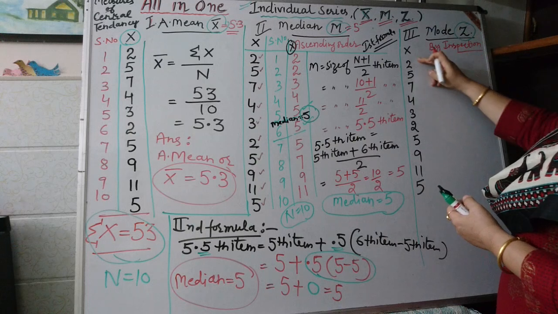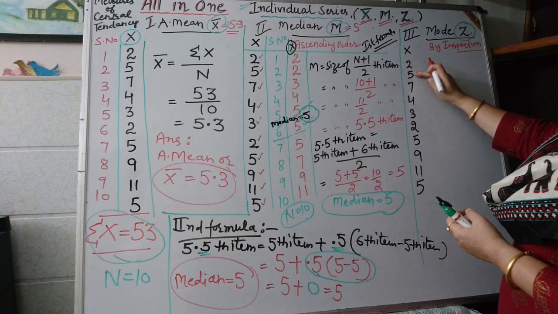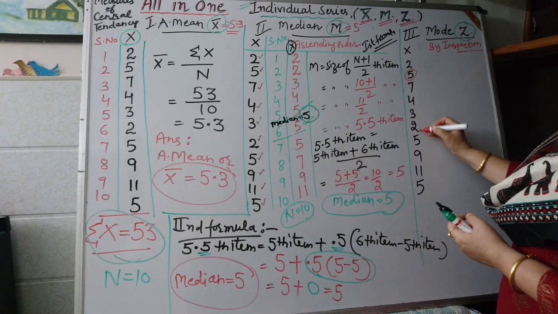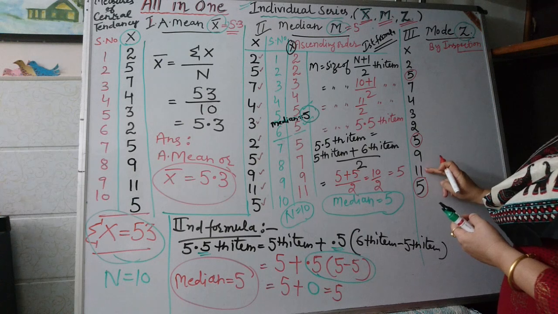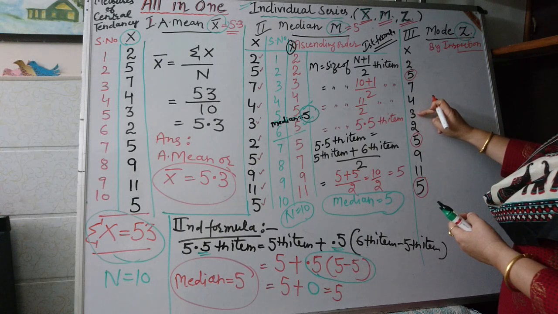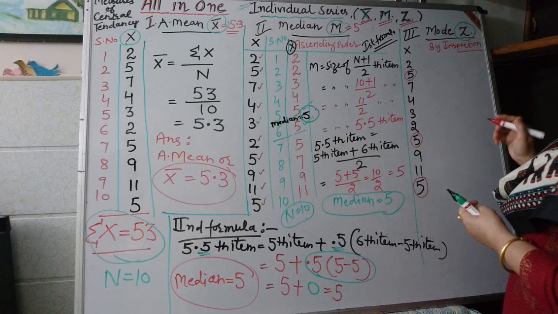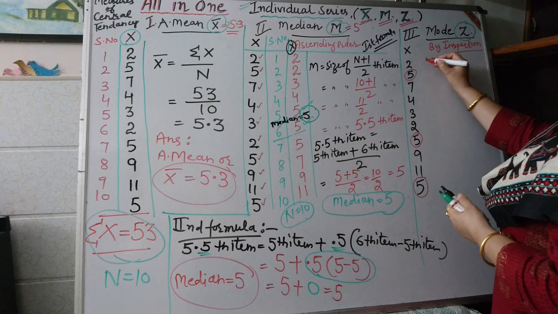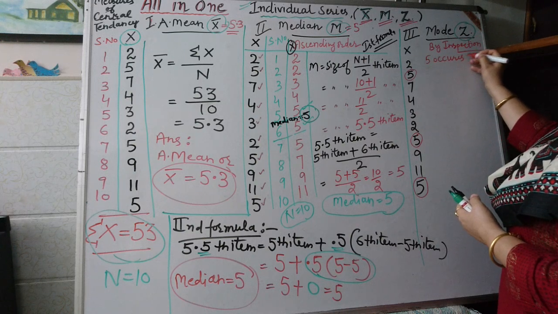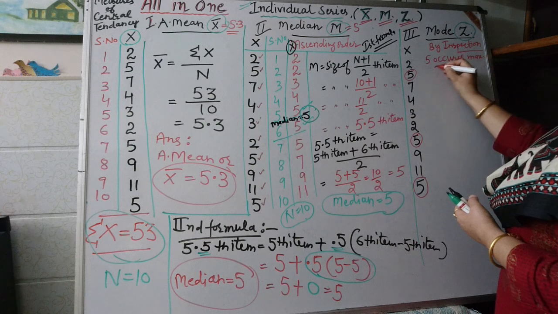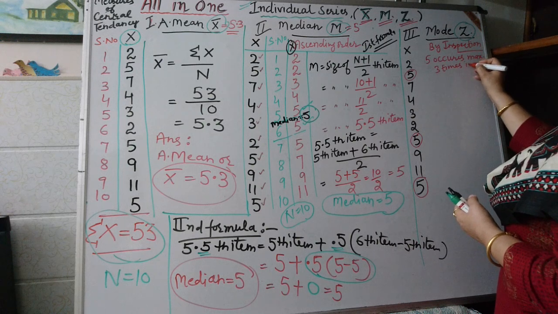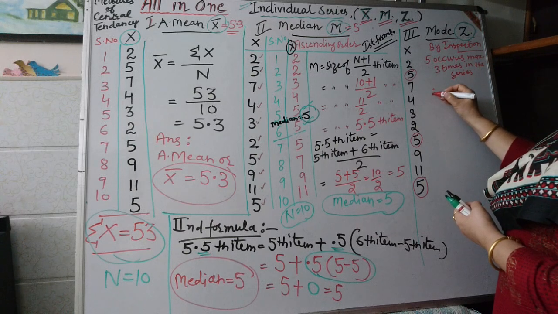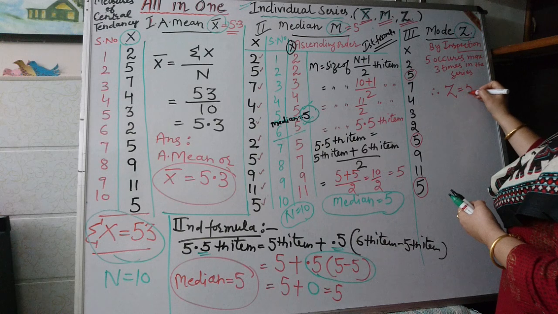Mode is the value which occurs maximum times in a frequency distribution. So here 2 occurs 2 times, 5 occurs 3 times, 11 one time, 9 one time, 3 one time, and 7 one time. It means by inspection 5 occurs maximum times, 3 times in the series. So Z is equal to 5.